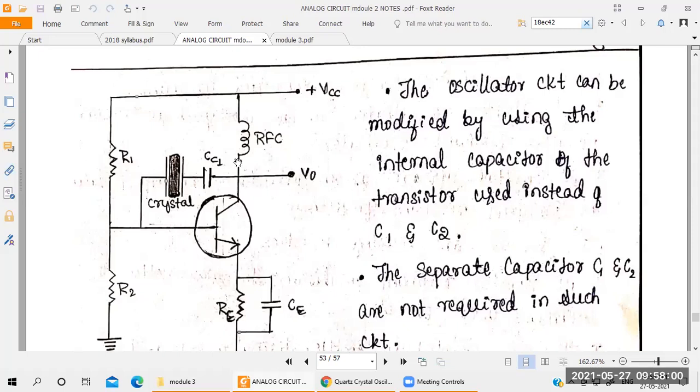Here they have connected the RFC. Radio frequency choke blocks the DC and passes the AC to the output side. Understood? The RFC is connected between VCC and the output, so it blocks the DC and passes the AC to the output voltage. The output of the amplifier, the collector, is connected to the input of the feedback, which is the crystal. Then the other terminal of the crystal is connected to the input of the amplifier, which is the base or gate terminal. So the crystal is connected between the base and collector, or gate and drain, if it is a FET.